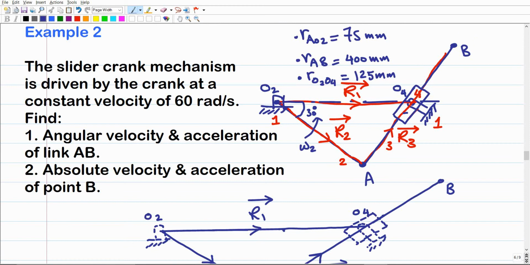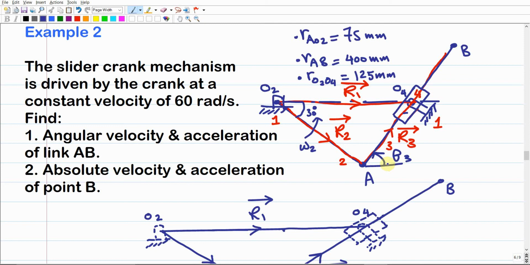But here remember that we skip this part. We skip this part from the loop closure equation. We just consider the distance between A to O4, which means that this distance should be variable. It shouldn't be constant, right? So what does it mean? It means that R3 will be variable, and theta 3 should be the angle. This angle should be the theta 3 angle, which is unknown.